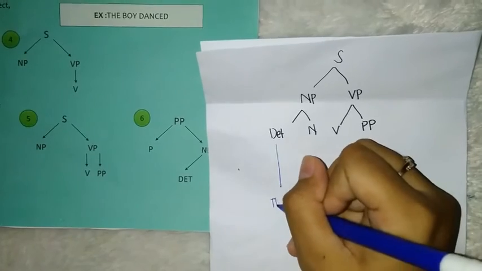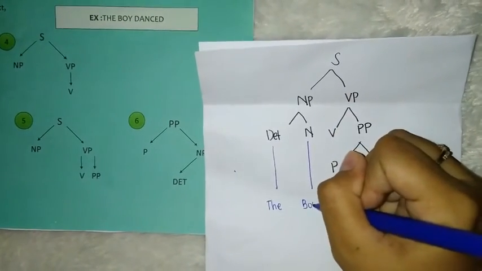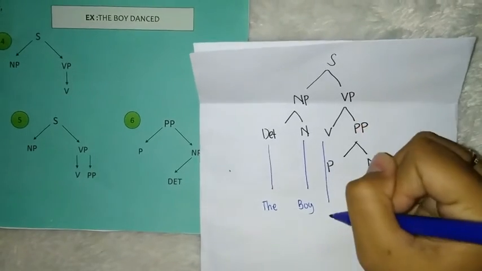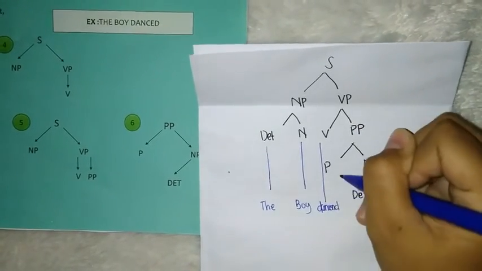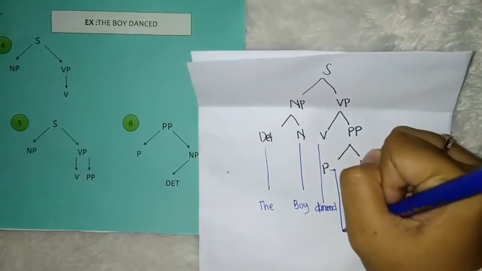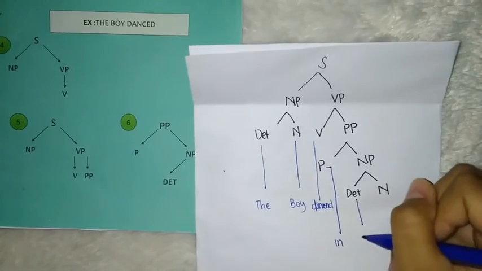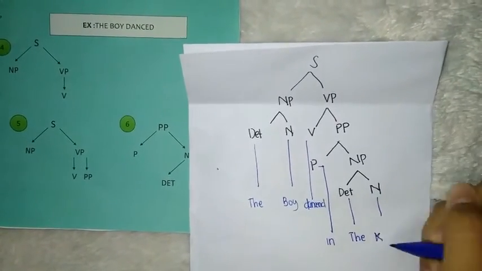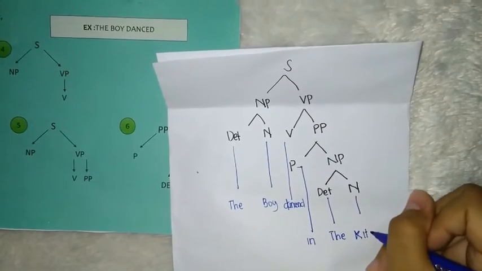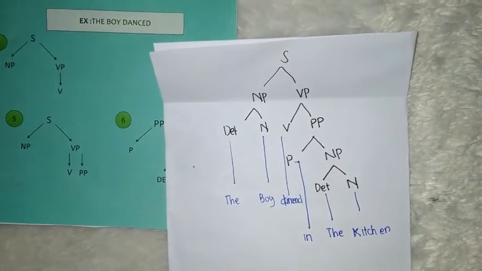Determiner, the, noun, boy, verb, dance. Here the preposition is in, determiner, the, noun, kitchen. So the boy danced in the kitchen.